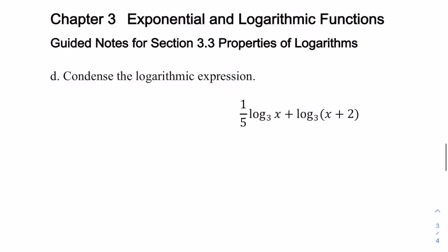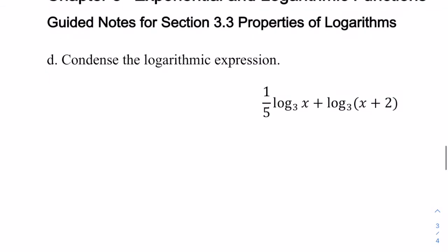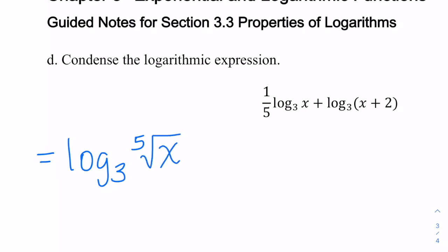Let's do that one more time. We're going to condense this into one logarithm. So let's put these coefficients back as exponents with the power property. Since this is to the 1/5, I can rewrite this as log base 3 of the 5th root of x. And I'm going to make sure we put this log base 3 of x plus 2.